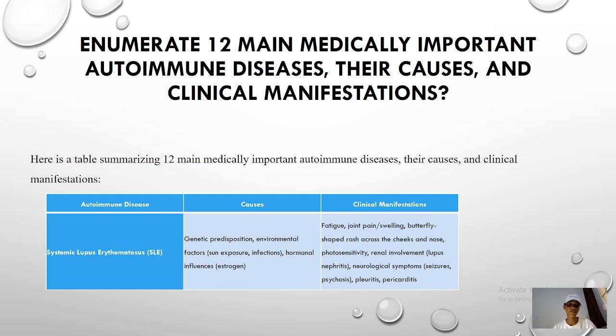Here we go with sub B, where it says to elaborate on 12 medically important autoimmune diseases, their causes and clinical manifestations. Here we go with the first one. The first one is systemic lupus erythematosus, where the cause is genetic predisposition and environmental factors, and the clinical manifestation is fatigue, joint pain, swelling, and a butterfly-shaped rash across the cheeks and nose.